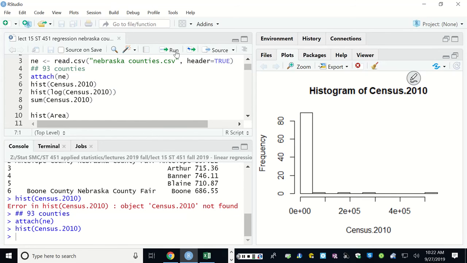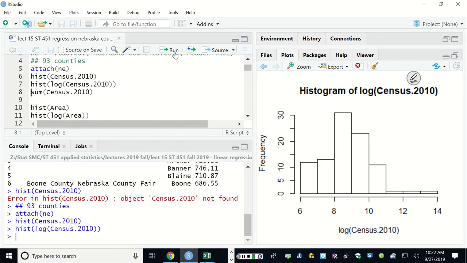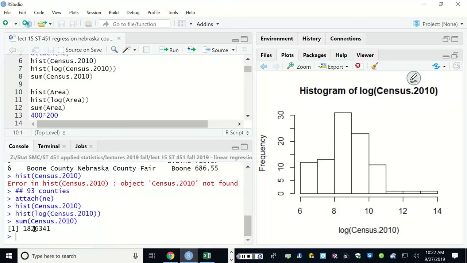That's where Omaha is, that's where Lincoln is, Grand Island, Hastings, so the different cities. So we might want to take logs. Logs, it looks like this, of the population. The census, there's 1,825,026 people, a little less than 2 million in the state.